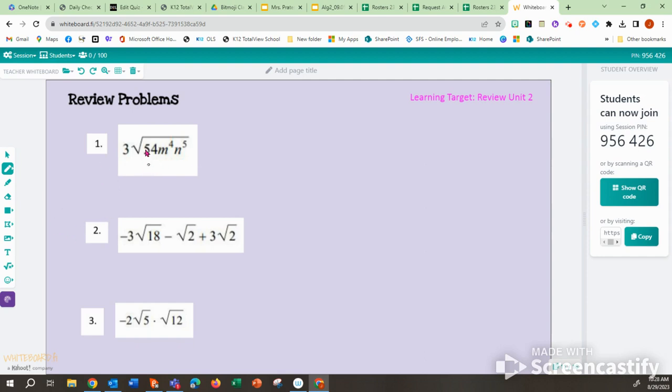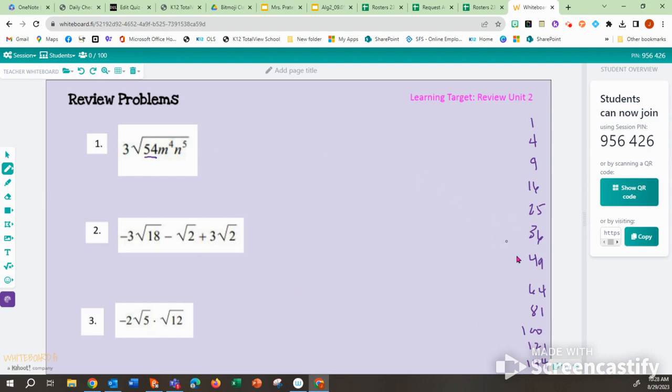All right, so we are simplifying here. 54 is sitting underneath the square root. I'm going to go ahead and jot down my perfect squares. 1 is a perfect square. 2 times 2 is 4. 3 times 3 is 9. 4 times 4, 5 times 5, 6 times 6, 7 times 7, 8 times 8, 9 times 9, 10 times 10, 11 times 11, and 12 times 12.